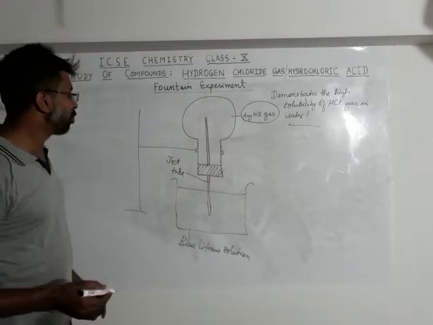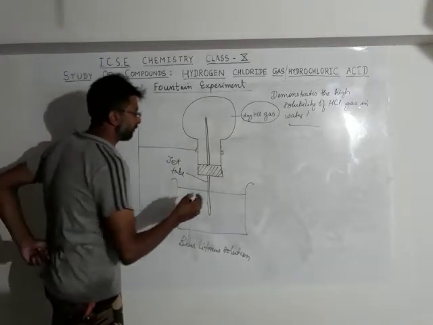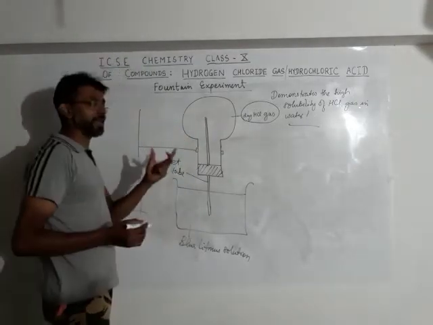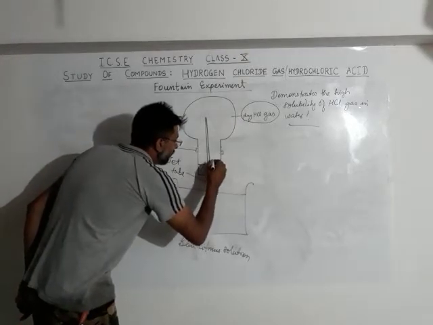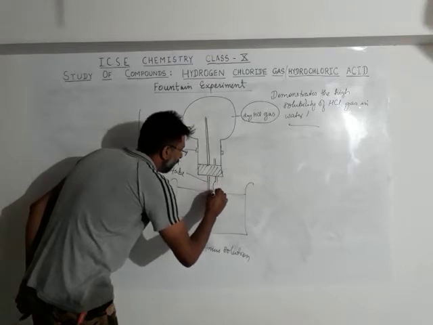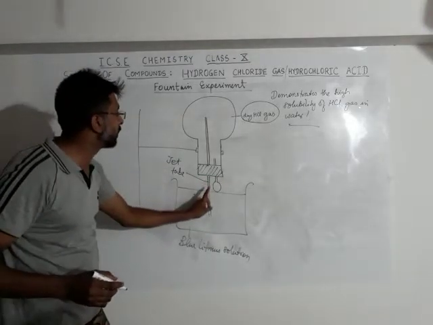Now, how to perform this? Before starting the experiment demonstration, a dropper filled with water is inserted over here. There is a dropper. This is the bulb of the dropper. It is filled with water. It is inserted over here.